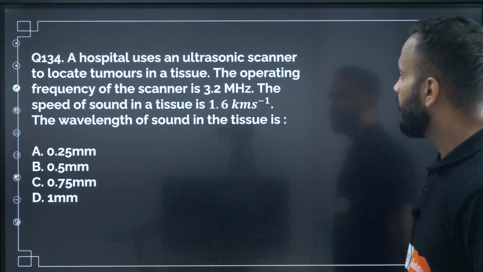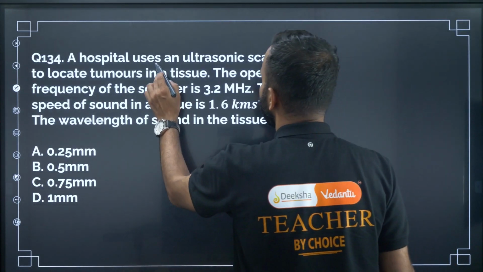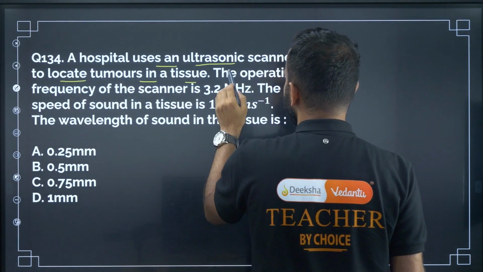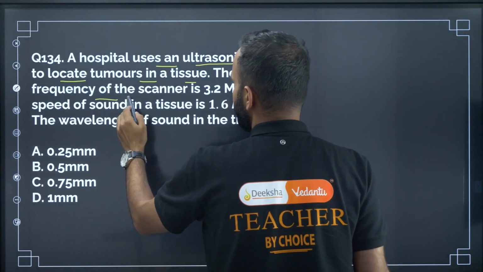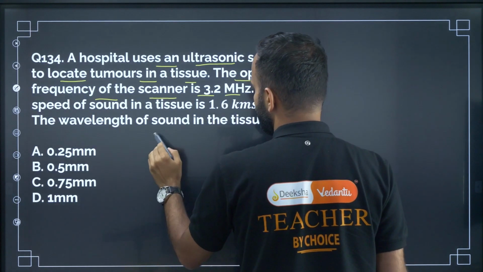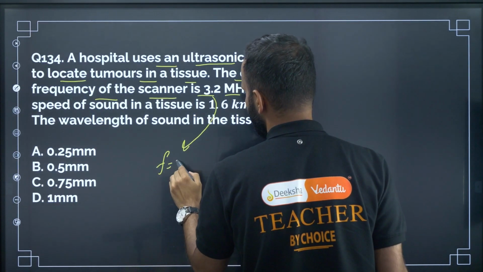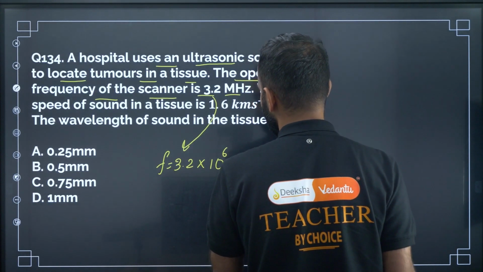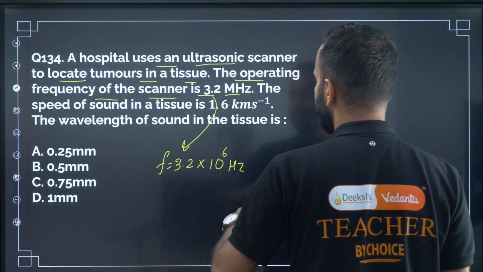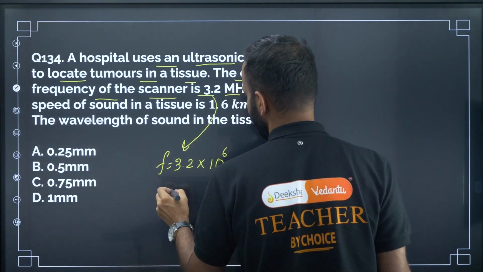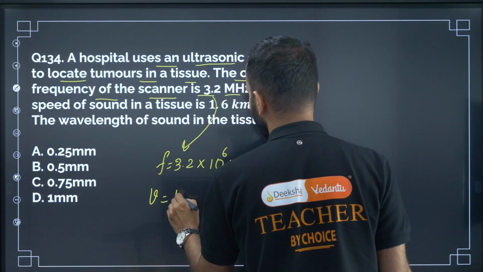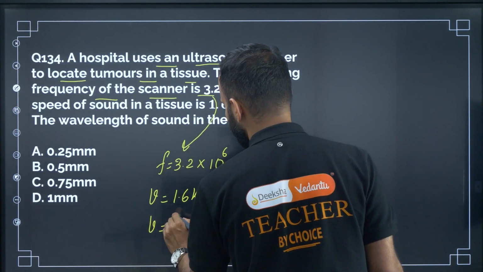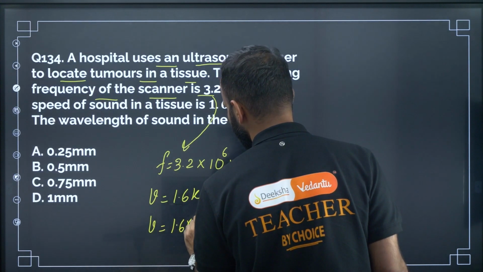Next question, question number 134. A hospital uses an ultrasonic scanner to locate tumors in a tissue. The operating frequency of the scanner is 3.2 megahertz. Okay, here f equal to 3.2 megahertz, that is 3.2 into 10 to the power 6 hertz. The speed of the sound in a tissue is 1.6 kilometer per second. So v equal to 1.6 kilometer per second, that is v is equal to 1.6 into 10 to the power 3 meter per second.